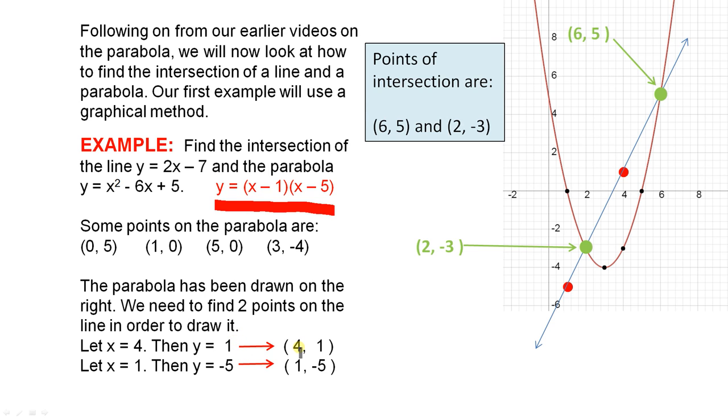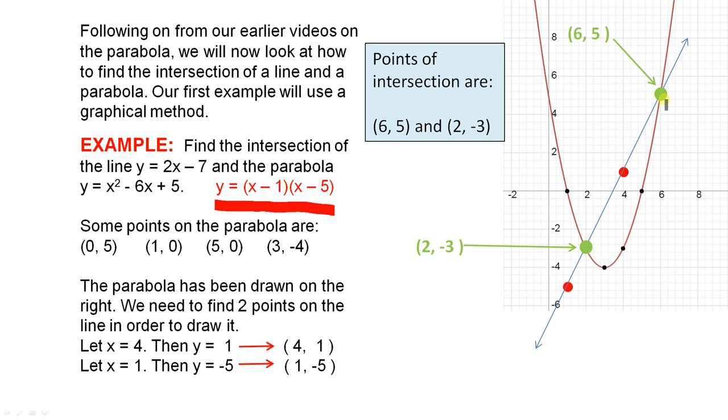So 1 point on the line is 4, 1. If you let x equals 1, then y equals minus 5. So another point on the line is 1, minus 5. So there's 4, 1. There's 1, minus 5. If you join those red dots together, that gives you the line y equals 2x minus 7.